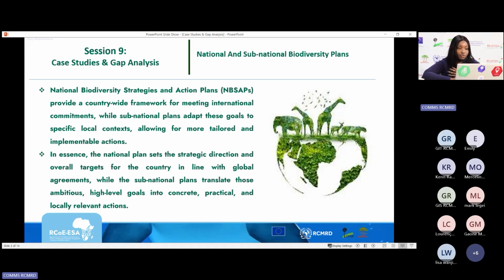For example, the national one will focus on several sectors, but the subnational one can choose to pick maybe one sector, let's say the environmental one. So in essence, a national plan is able to set a strategic direction that the subnational ones should translate and ensure that the strategies in the national one are able to be met easily.